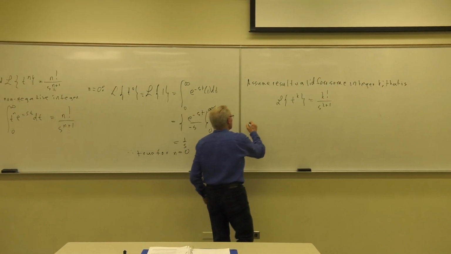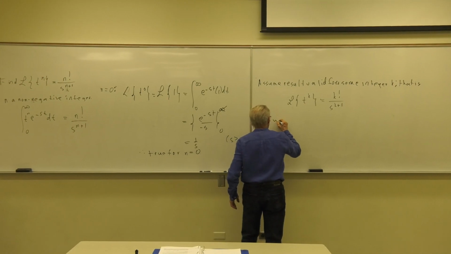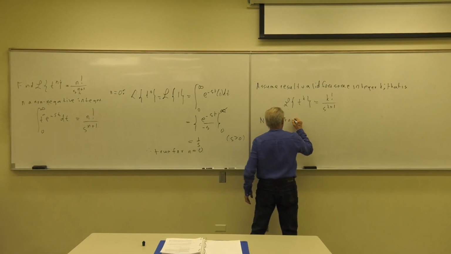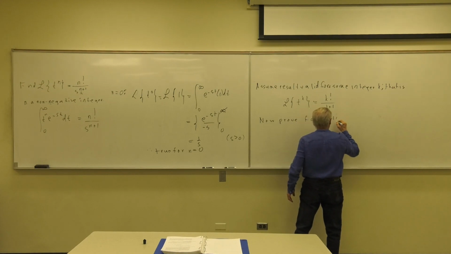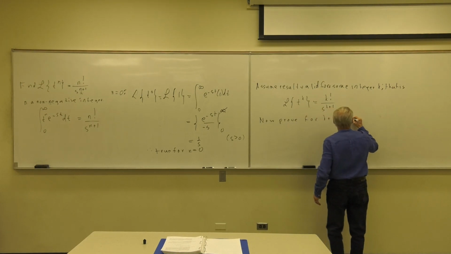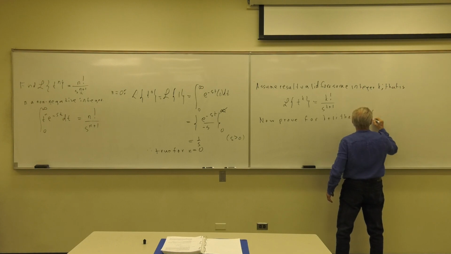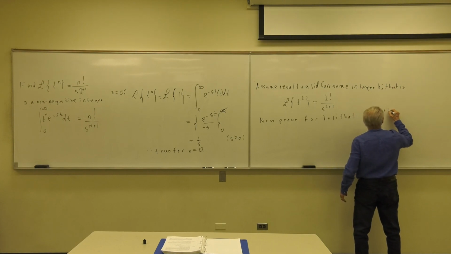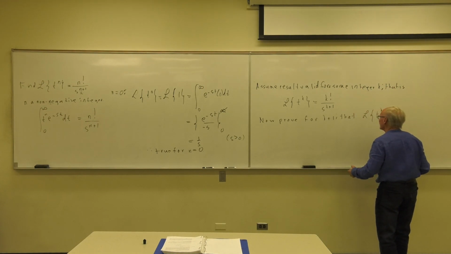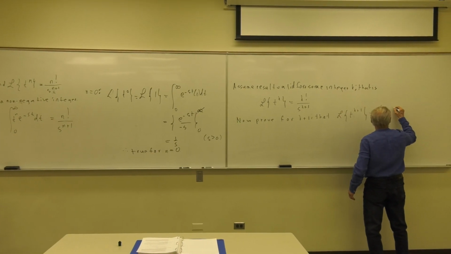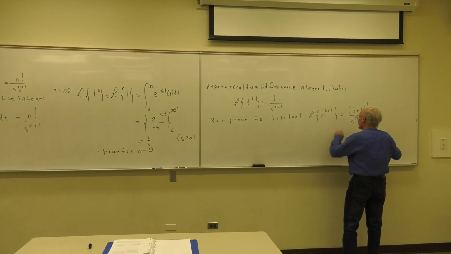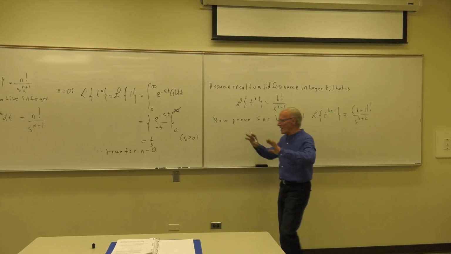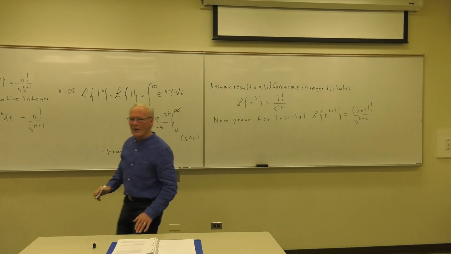Now say, now prove for k plus 1. That is, what are you going to prove? That the Laplace transform of t to the k plus 1 is equal to k plus 1 factorial over s to the k plus 2. We can prove this, and we can say by mathematical induction, it is true for all n.